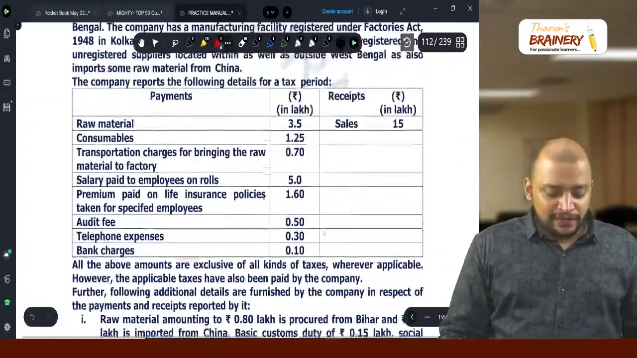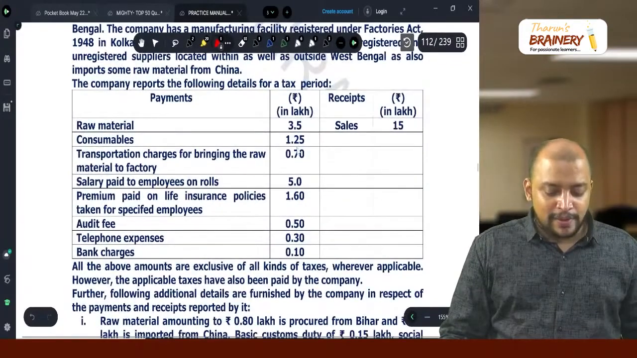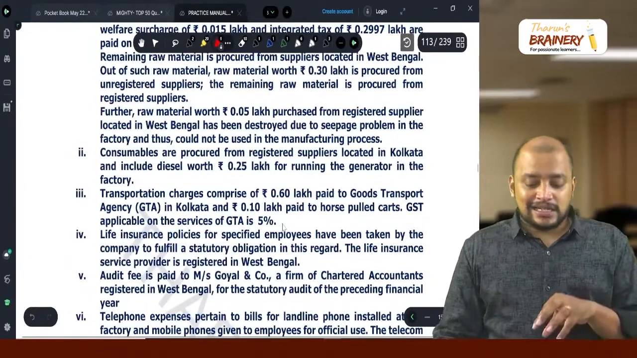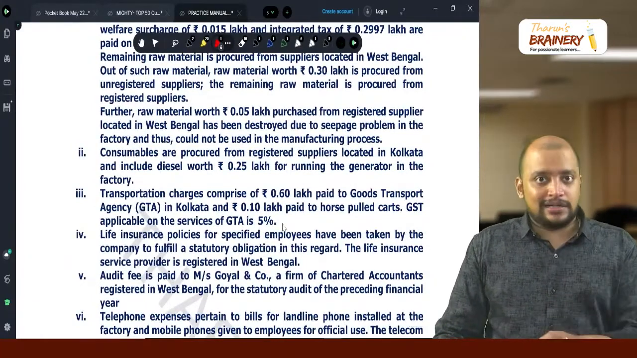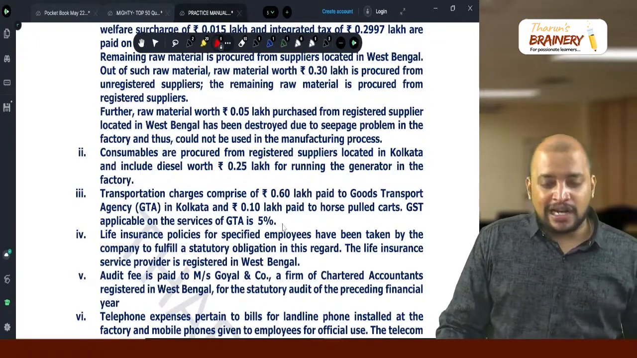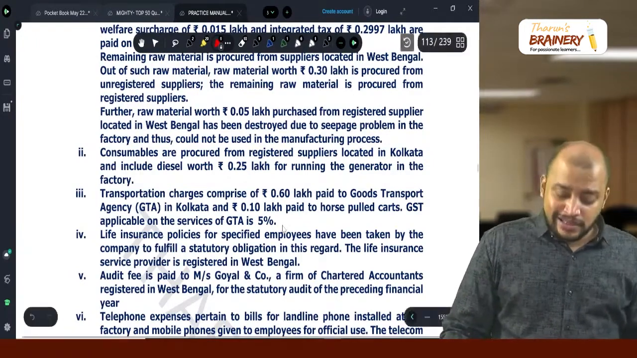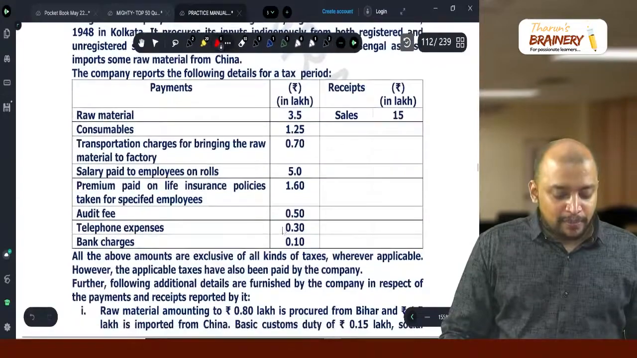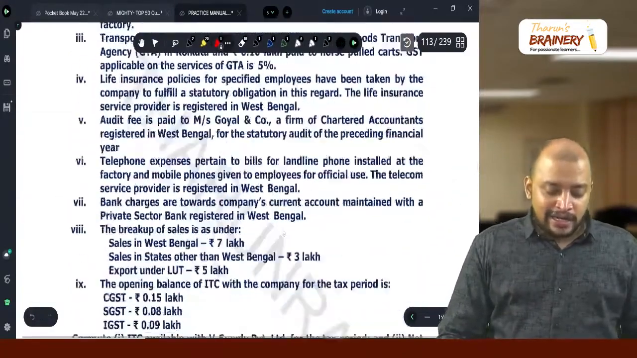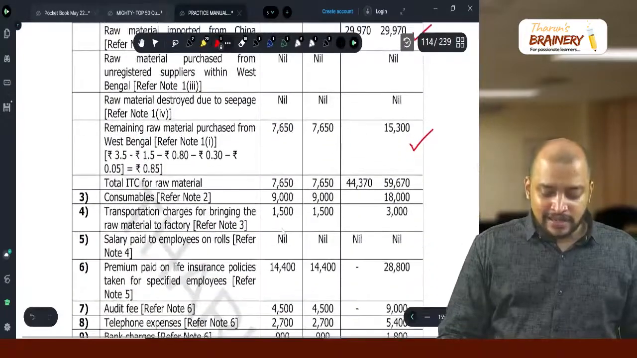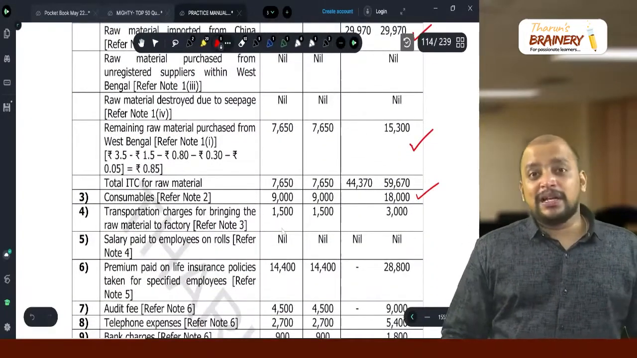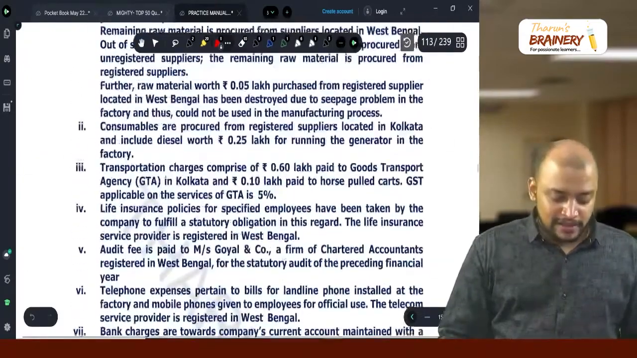Consumables. What is the value of the consumables? Consumables is 1.25. Consumables are procured from a registered supplier located in Kolkata within the state and include diesel worth rupees 0.25 for running the generator. On diesel there is no GST. So therefore, total how much? 1.25 minus 0.25 is 1 lakh. On that, 9% and 9%, that is 9,000 and 9,000 will be taken towards consumables.